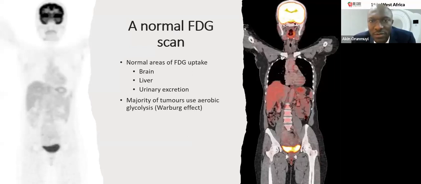But one should be mindful of normal physiological uptake in the brain, in the liver, in the heart muscles, and then the excretion that occurs in the urinary bladder. Majority of tumors use this glucose as their major form of energy production. And that's why FDG is highly sensitive for detecting those tumors. Next slide, please.